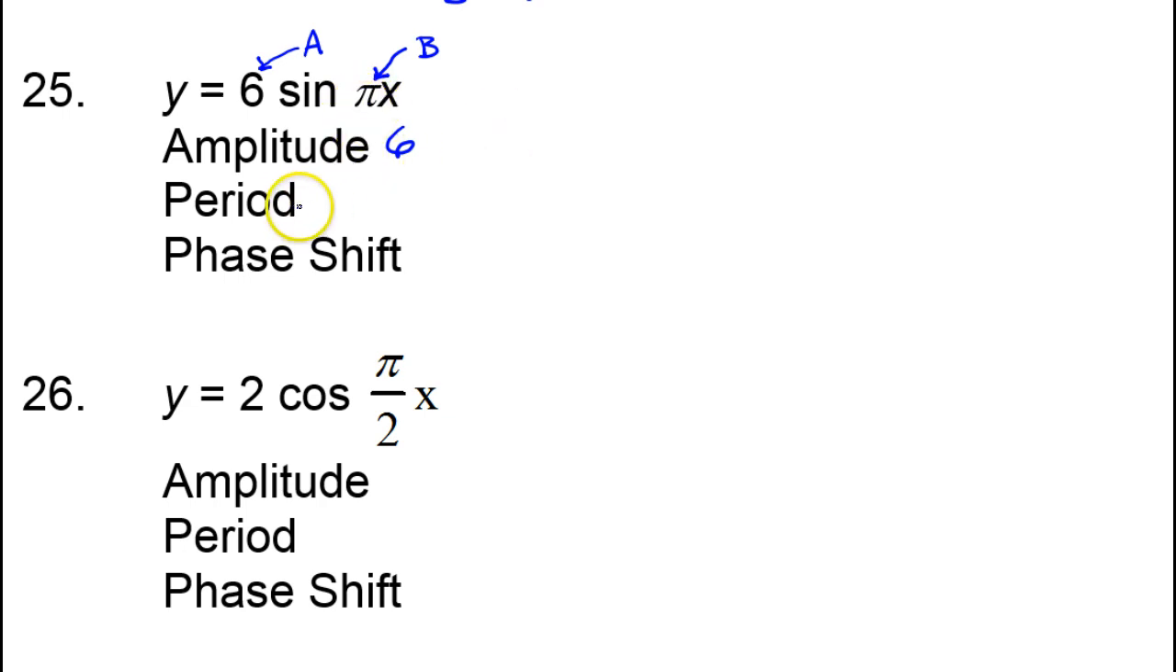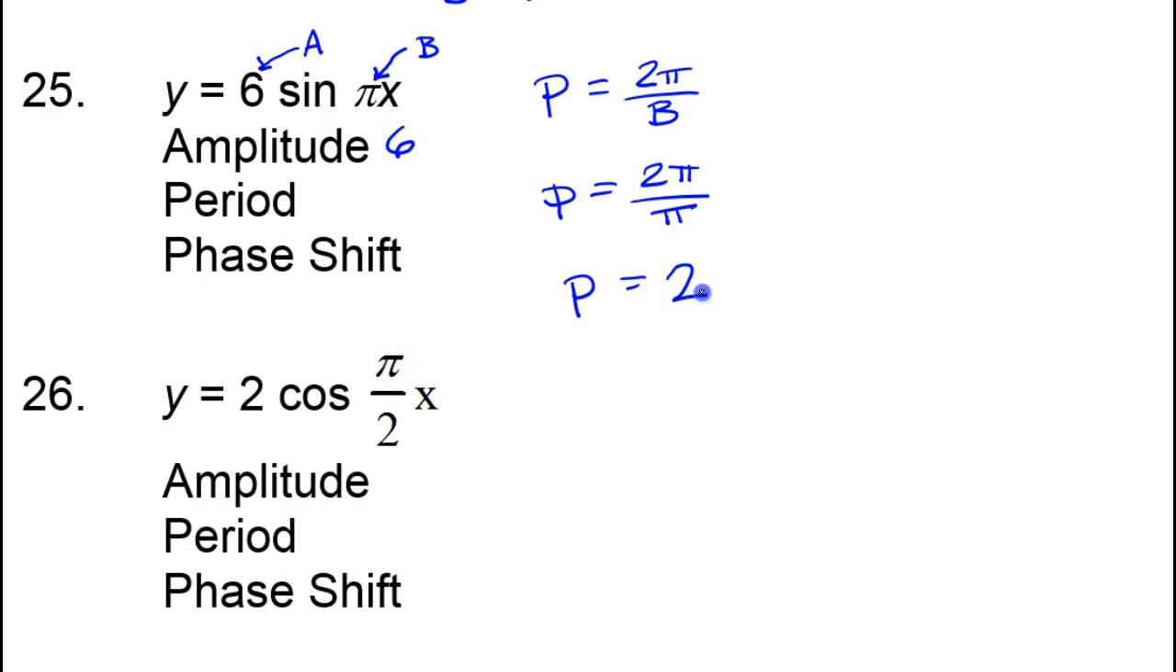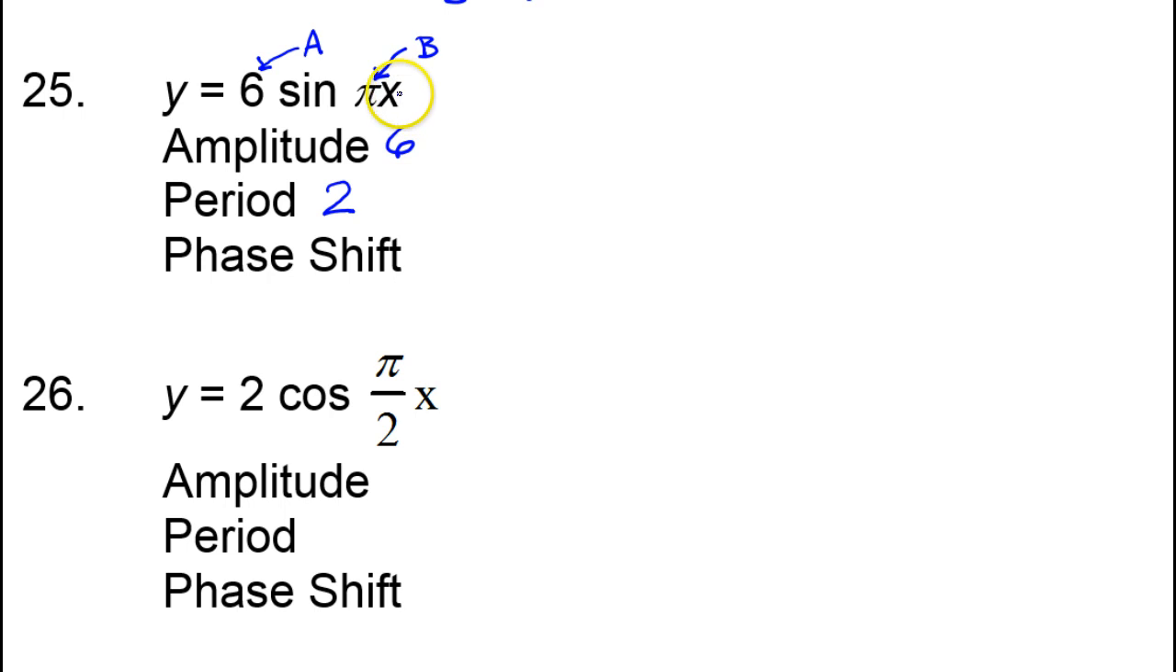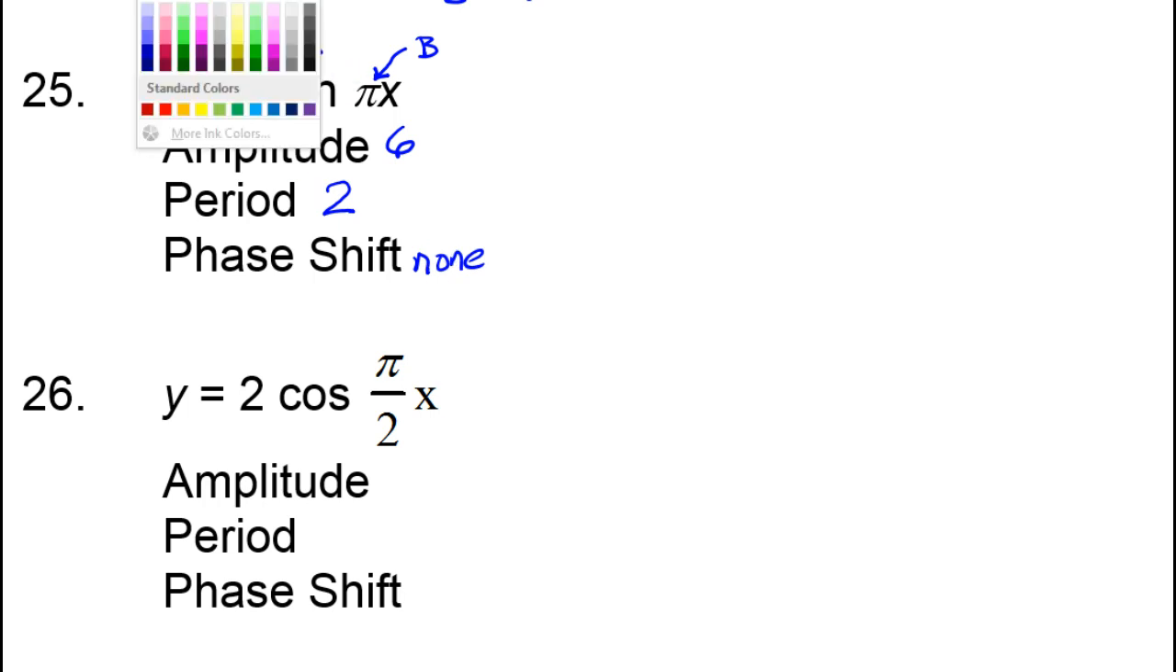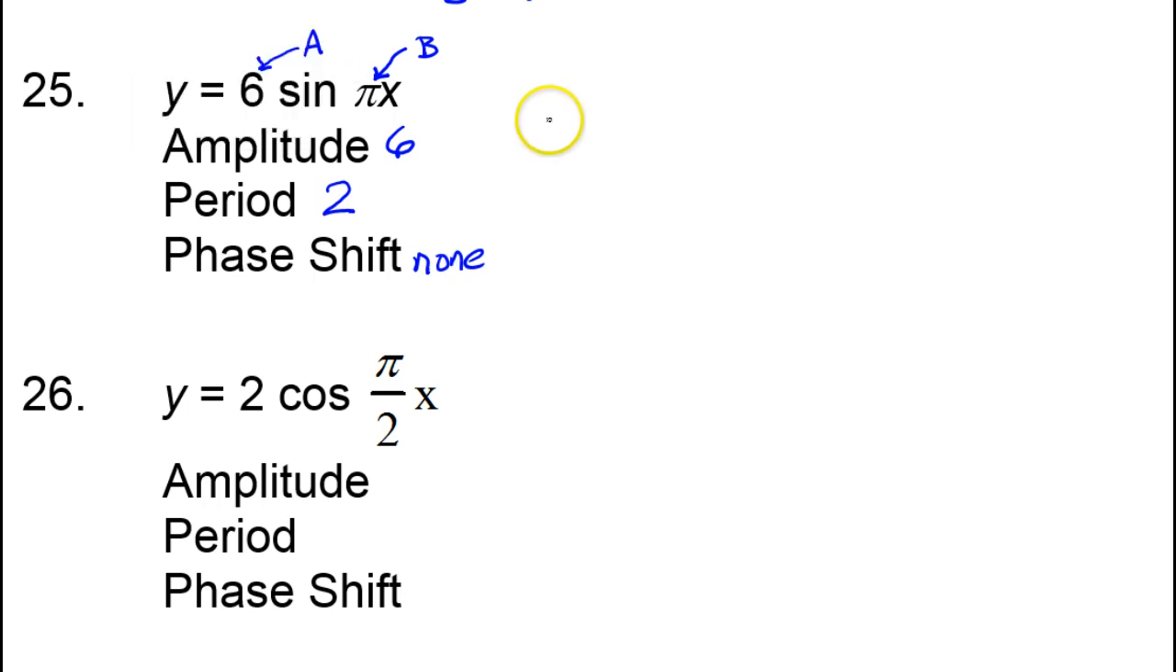Now, the b value indirectly gives us the period, because the period is always 2 pi divided by the b value. So that means the period is going to be 2 pi divided by pi, which means that the period is going to be 2. That is interesting. Now, nothing is being added or subtracted, so there is no phase shift. So I'm going to just go ahead and say none. This should be enough information for us to sketch this graph.